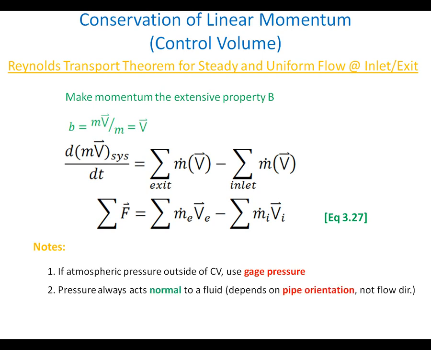Another key thing is that pressure always acts normal to a fluid. So it's normal to a fluid, so it doesn't really matter what direction the flow is going. It matters more what the pipe orientation is. And you're going to see this when we do the example problem, how the pipe orientation is more important than the flow direction of where the liquid's going.